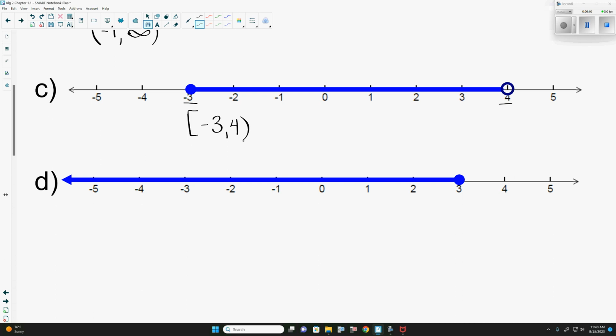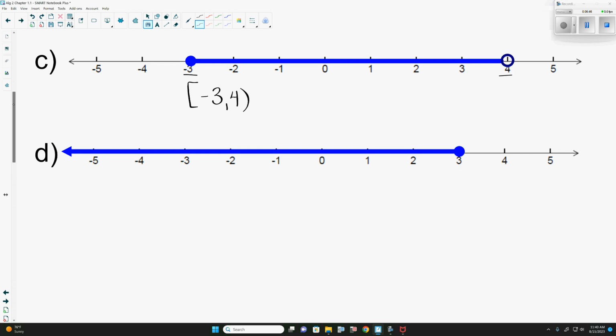Because if it's open, it's a parenthesis. If it's closed, it's a bracket. No. Open is parenthesis. Bracket is included. Bracket is closed. Open is parenthesis. And I'd have to look that one up, spell parenthesis too.